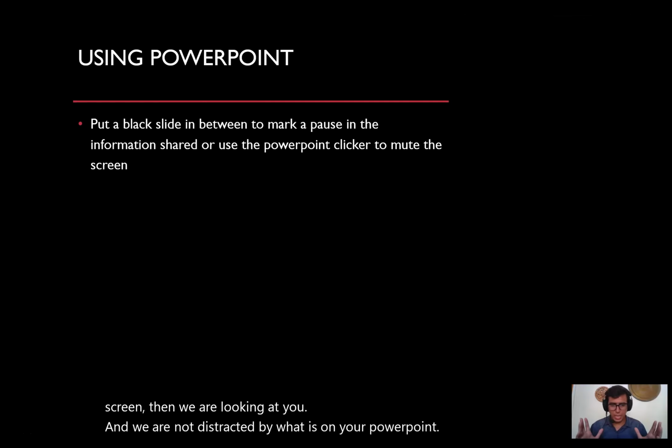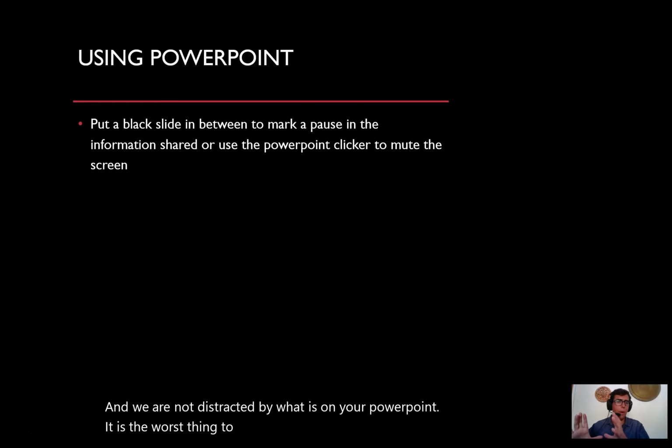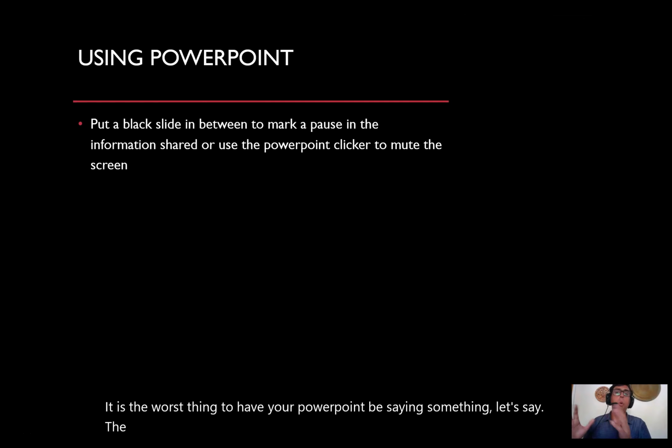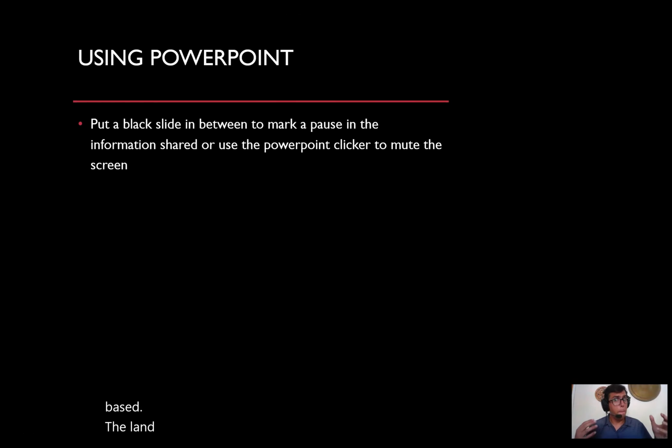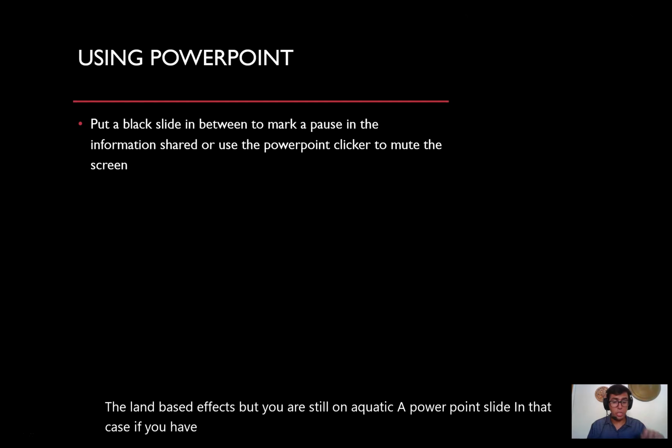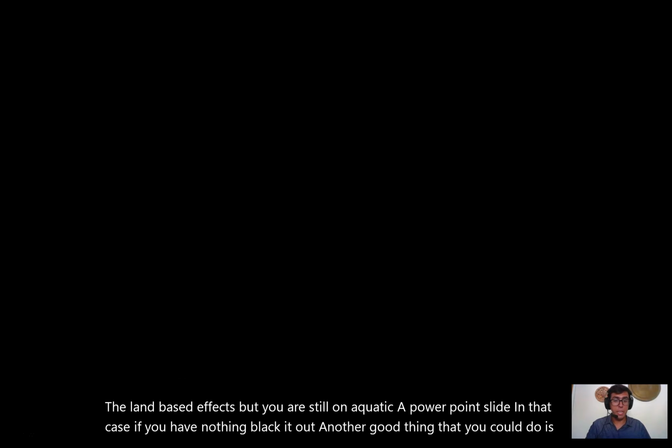It is the worst thing to have your PowerPoint be saying something, let's say, the aquatic effects of climate change, but now you're talking about the land-based effects, but you are still on the aquatic PowerPoint slide. In that case, if you have nothing, black it out. Another good thing that you can do is press the letter B, and that will black out everything as well.